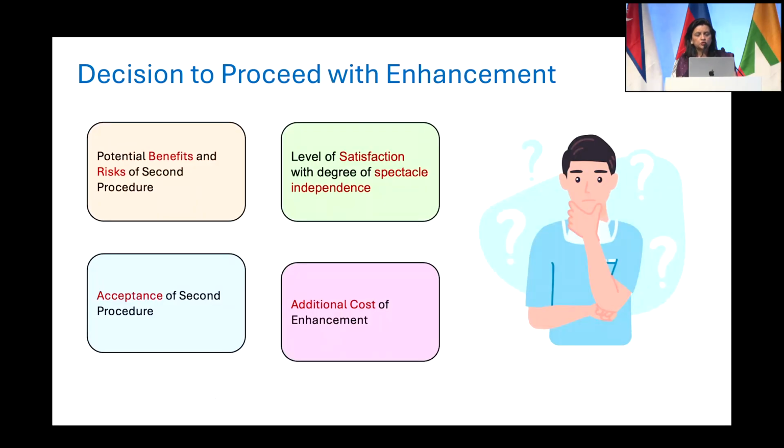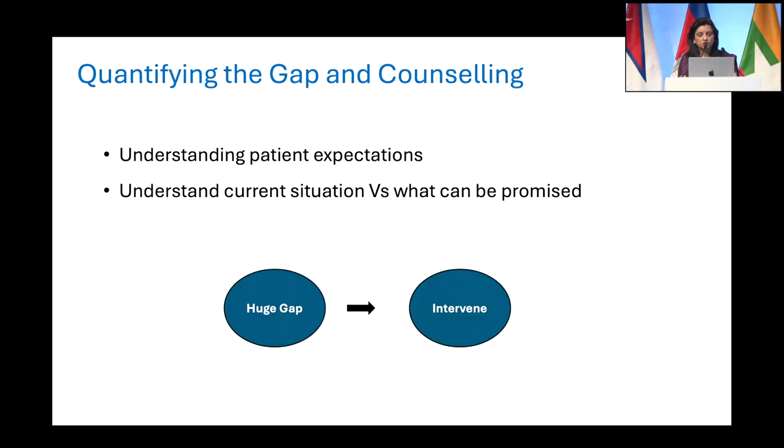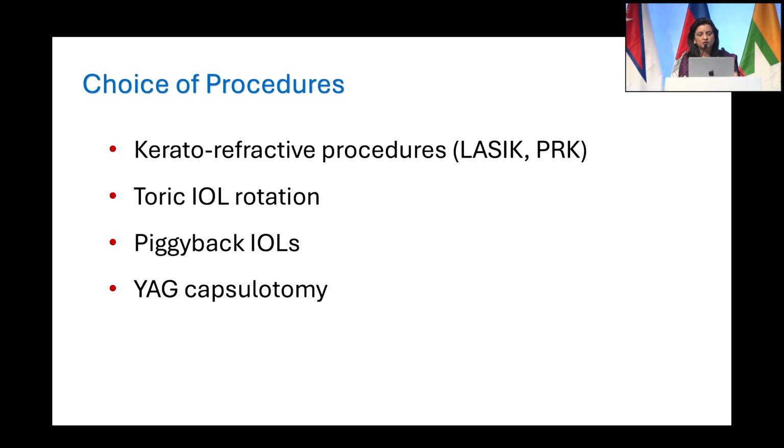So the decision to proceed with enhancement would depend. I think the most important thing is the level of satisfaction of the patient. So if the patient doesn't want it, then of course we don't do it. But also important are the potential benefits and risks of a second procedure, and obviously, the most important point from the patient's point of view is the additional cost of enhancement, if there is any. Understanding the patient's expectation is important, and also understanding the current situation vis-a-vis what can be promised.